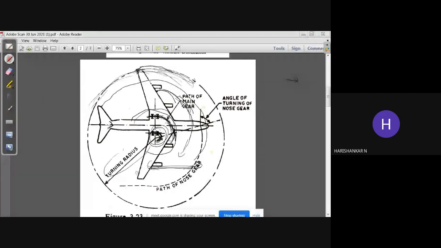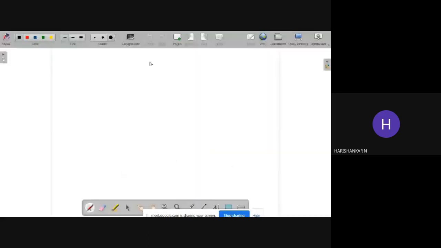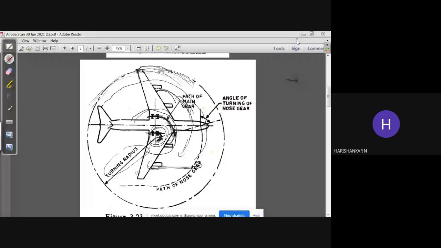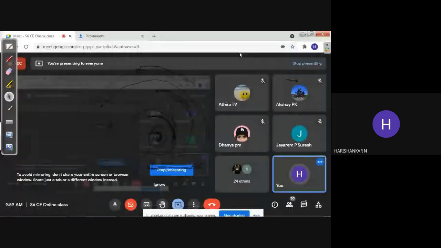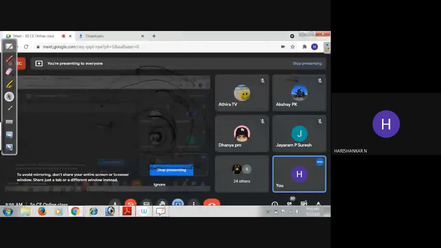So why are we using this turning radius? Suppose you have this aircraft parked in front of your house or parked on the ground, then this is the minimum space required to turn the aircraft. You may be understanding the concept. If you want to turn the aircraft, then the minimum possible area that is required is this much. This is clearly visible from the figure.